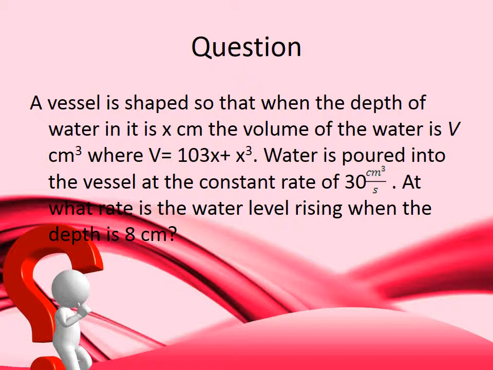So our question is, a vessel is shaped so that when the depth of the water in it is x centimeters, the volume of the water is V cubic centimeters, where V is equal to 108x plus x to the third. Water is poured into the vessel at a constant rate of 30 cubic centimeters per second. At what rate is the water level rising when the depth is 8 centimeters? So, in this question, we are finding the change of height over time.